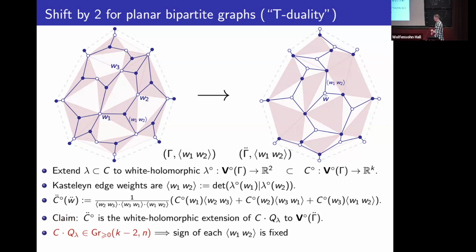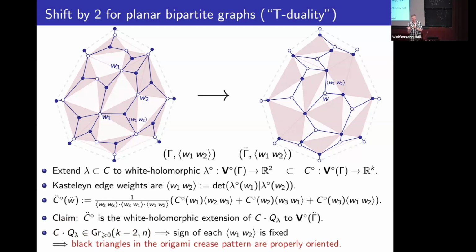And separately, we know that this is totally non-negative by a topological argument. And because it's totally non-negative, it controls the signs of these edge weights. It controls the edge weights, which are these determinants here. And because it controls the signs, these determinants literally control the orientation of the black and white, of black triangles in the origami crease pattern. So this is how you show that all the black triangles are correctly oriented.